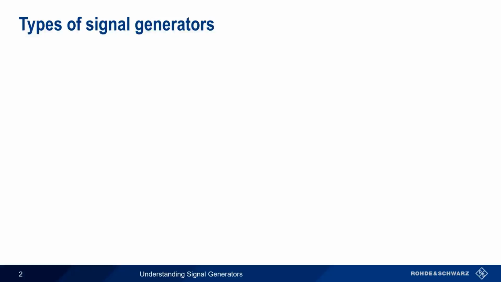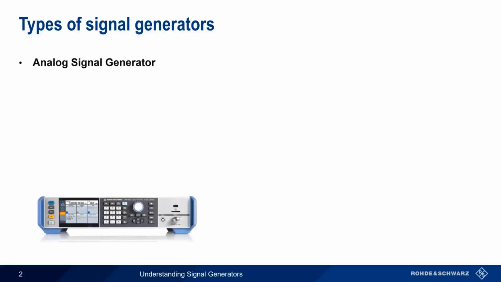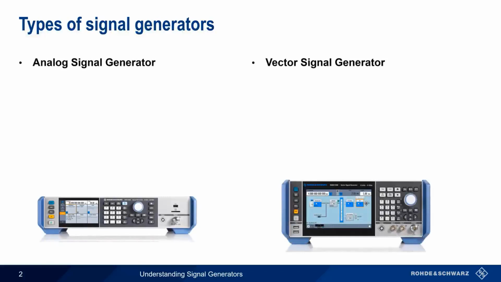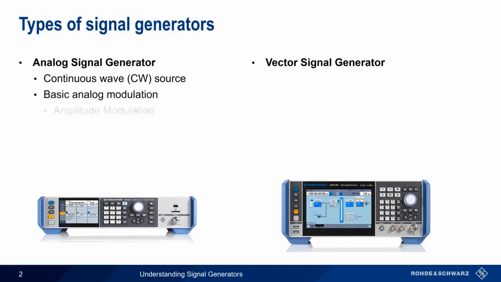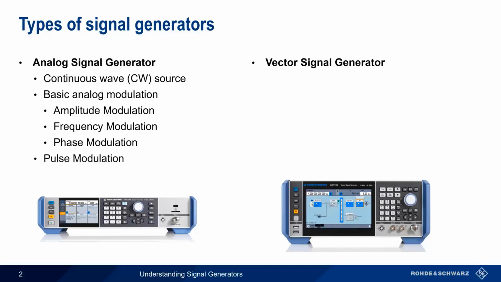Signal generators can be divided into two major categories: analog signal generators and vector signal generators. Analog signal generators are primarily used to generate so-called CW or continuous wave signals, in other words, unmodulated carriers. Analog signal generators can also be used to generate signals with analog modulation, such as amplitude modulated, frequency modulated, or phase modulated signals. In addition, many analog signal generators can also create basic unmodulated RF pulses. And there are also a few special types of purely analog modulation, such as the various avionics standards, that can be created using an analog signal generator.